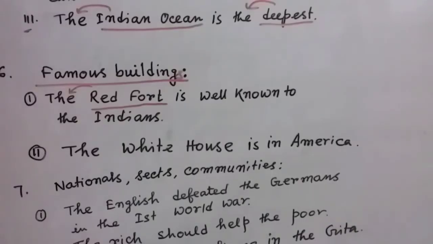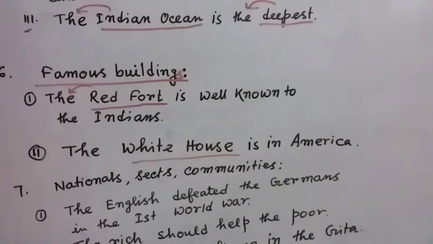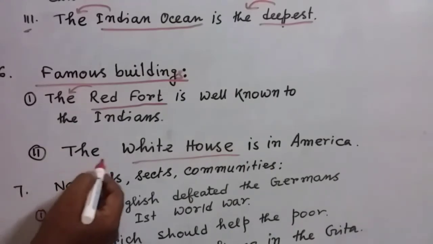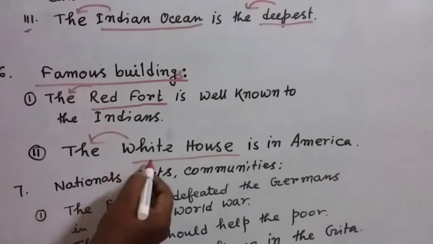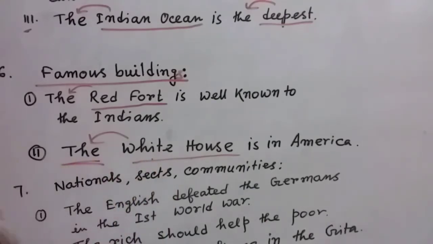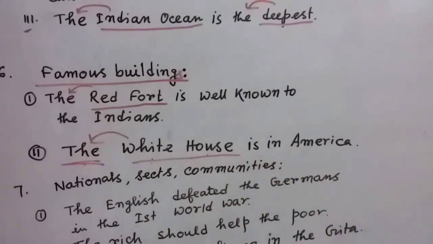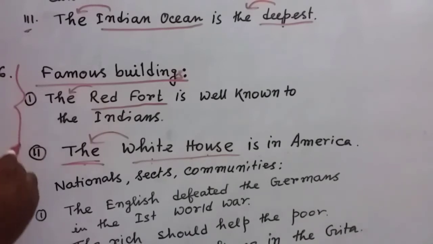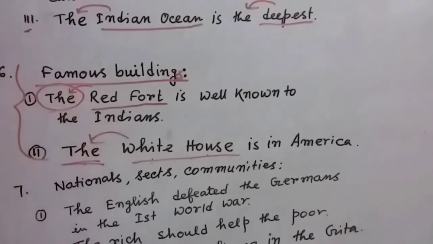My dear friends, just like that, White House. You know the term White House. Before that, it's a famous building. So before that, we have used the term the. The White House is in America. My dear friends, before the names of the famous buildings, all time we have to use the definite article.